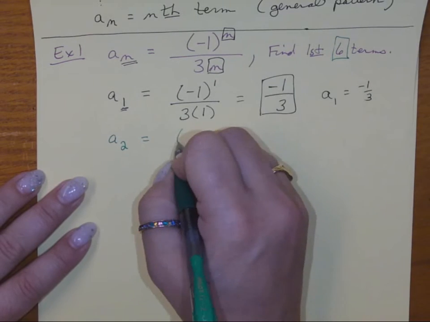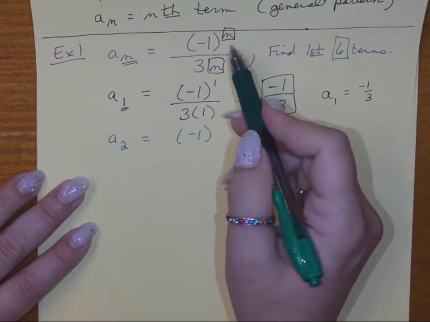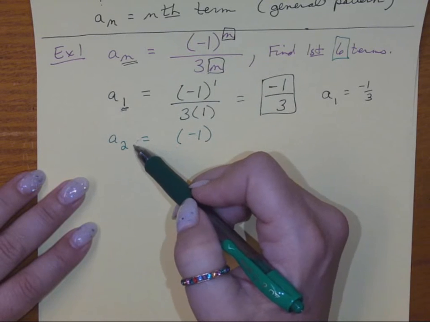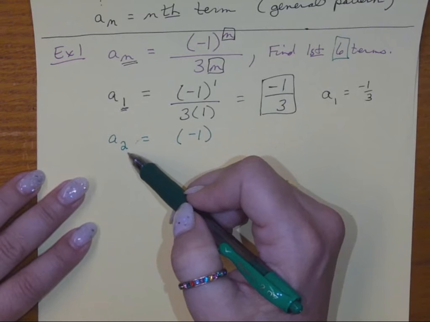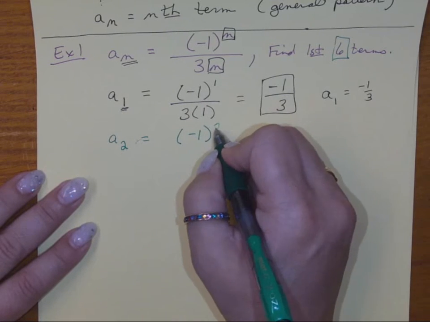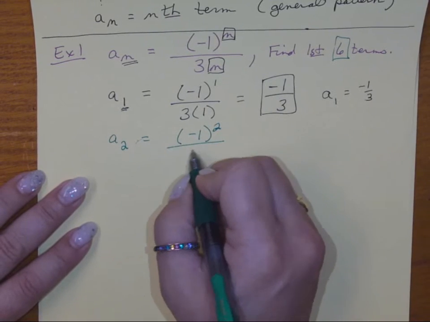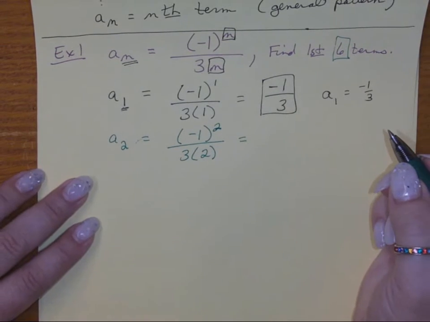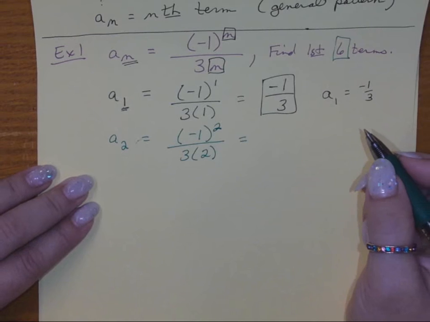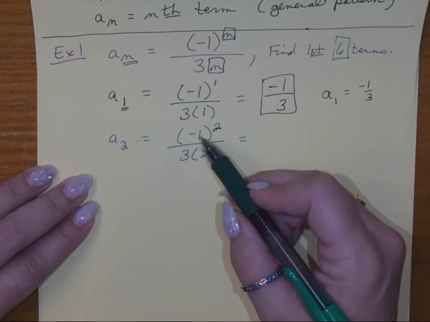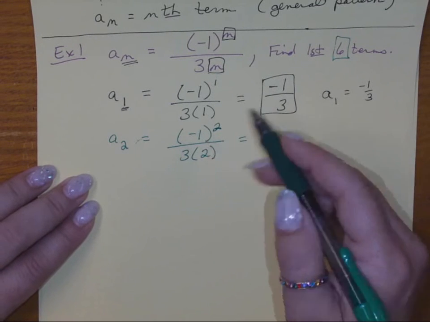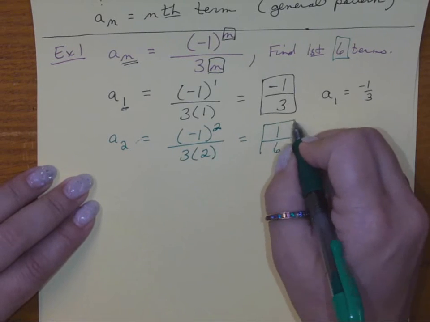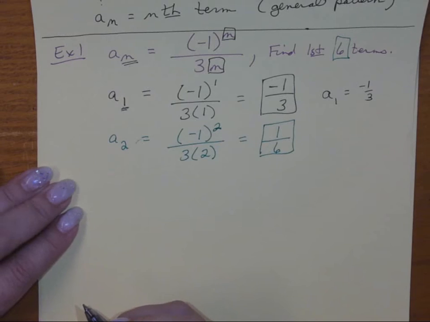Yep, a sub 2. And I'm going to do the same thing I did, but instead of n, I'm going to put in, I didn't put in a 1 this time, on the second term. Now my n equals 2. So I'm going to stick in a 2 there. So instead of 3 times 1, it's going to be 3 times 2. -1 squared. Whenever I square a negative number, it becomes a negative times a negative, right? So that's positive 1 over, and that's a 6. So my second term is 1/6.